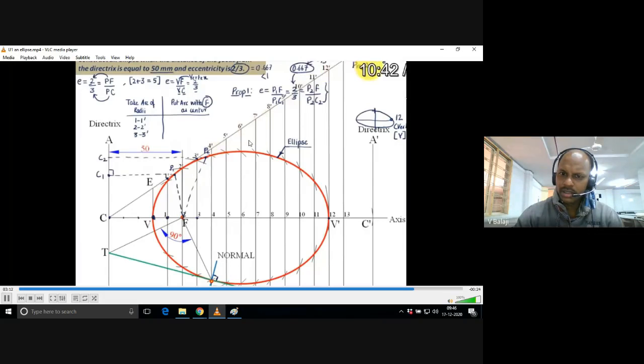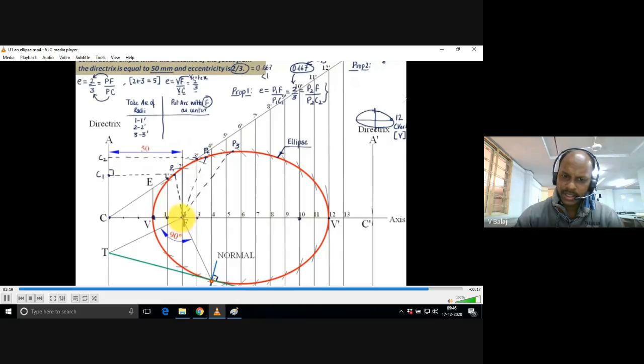So accordingly, that is property number one. Now property two. For example, we already discussed this is focus one. There is one more focus. Due to symmetry, you can locate VF here also. You can mark the second focus here.